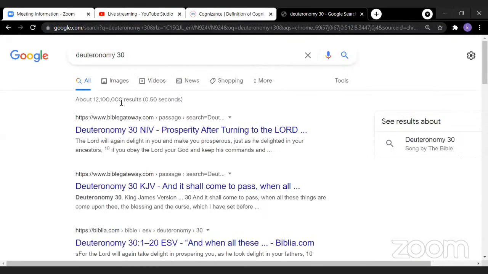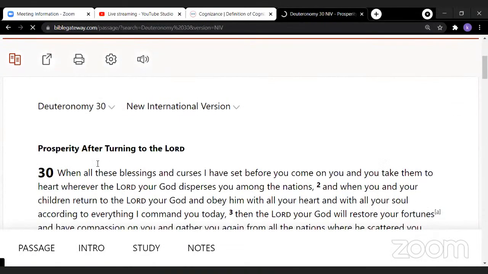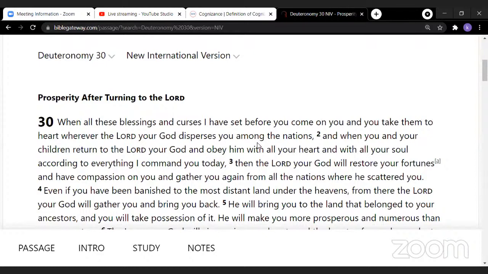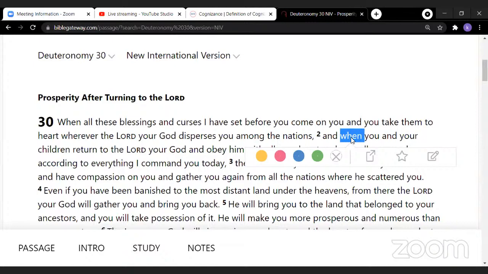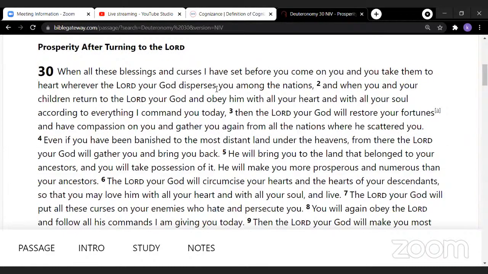And then Deuteronomy chapter 30 continues with the terms of the contract. We look at verse 2, it says when, and when is a form of if, right? When or if you and your children return to the Most High. Personal choice. And then Deuteronomy 29, and this takes it back to the lesson we're doing right now.